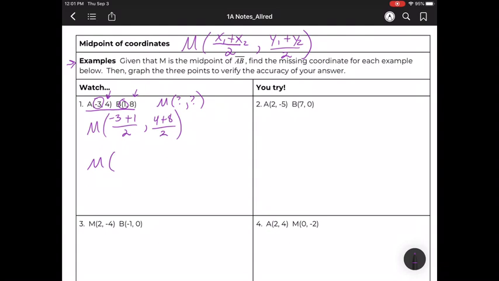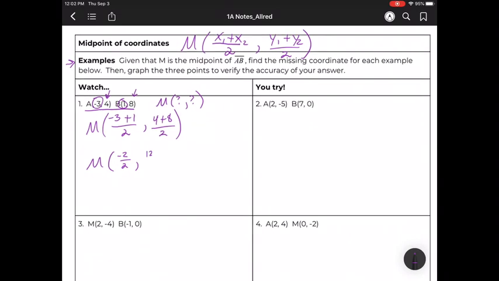And so we're actually going to do this a little bit differently when it comes to graphing. So let's go back and finish this. -3 plus 1 is -2. We still have to divide by 2, but I'm going to do the y values next. 4 plus 8 is 12. We're going to divide that by 2. So when I simplify all this down, -2 over 2 is -1, and positive 12 over 2 is 6.